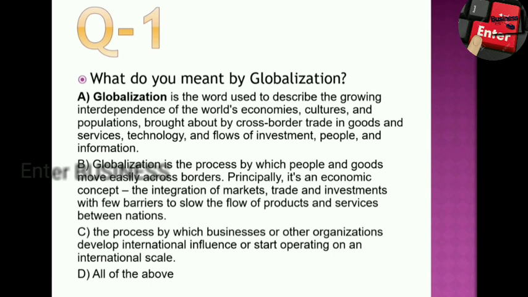Option C, the process by which businesses or other organizations develop international influence or start operating on an international scale. Option D, all of the above. So the correct answer is all of the above. These all are the meaning or definition of globalization.